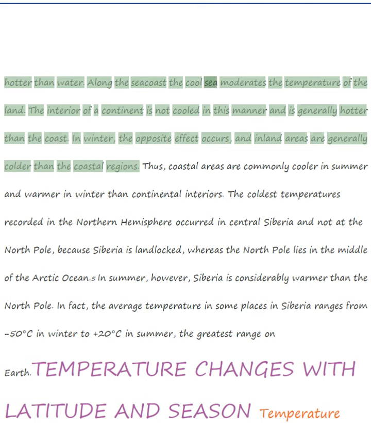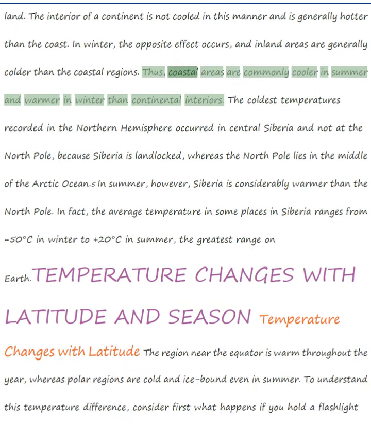Along the seacoast the cool sea moderates the temperature of the land. The interior of a continent is not cooled in this manner and is generally hotter than the coast. In winter, the opposite effect occurs, and inland areas are generally colder than the coastal regions. Thus, coastal areas are commonly cooler in summer and warmer in winter than continental interiors.